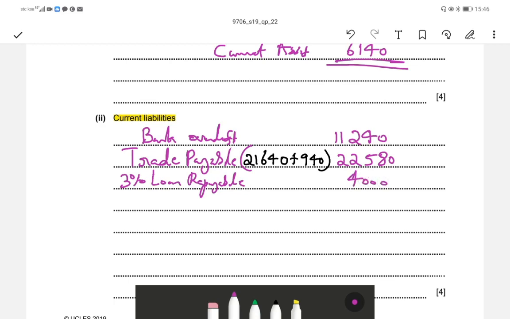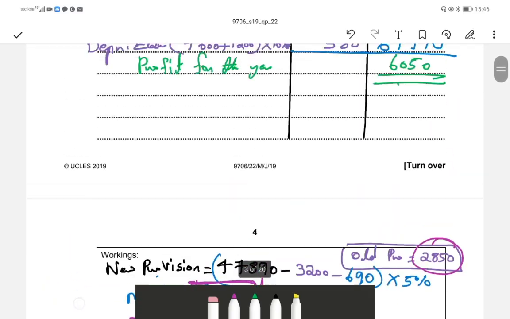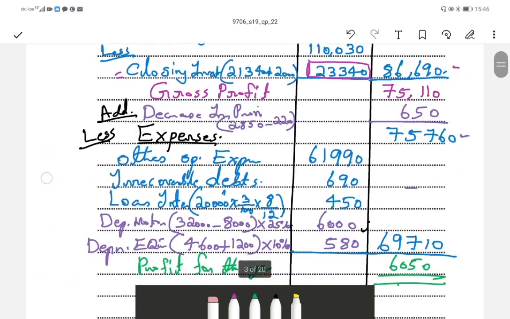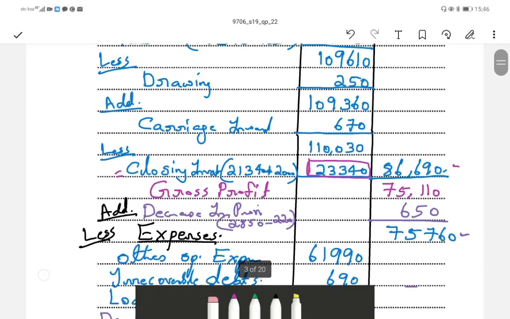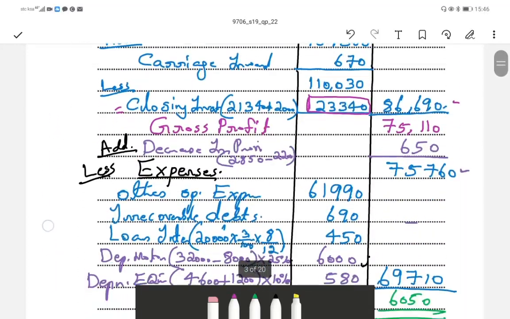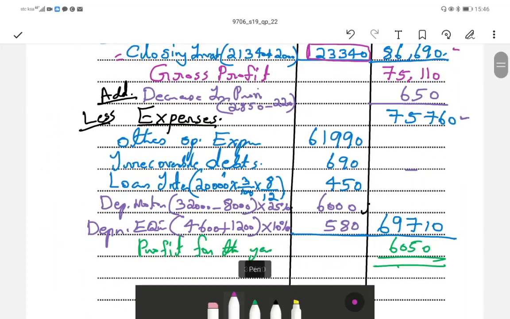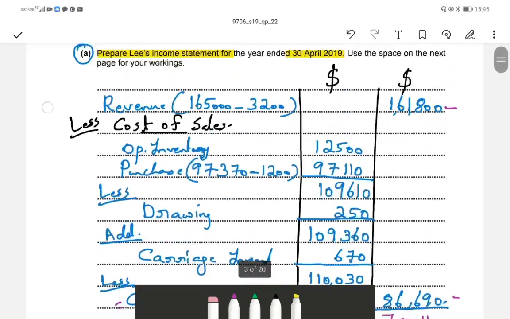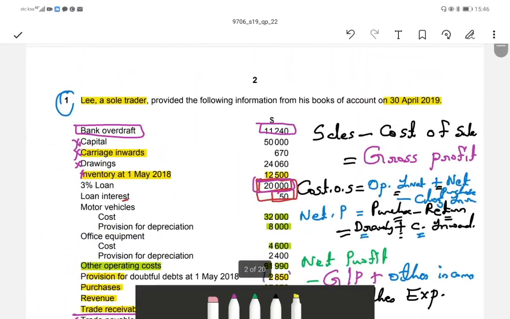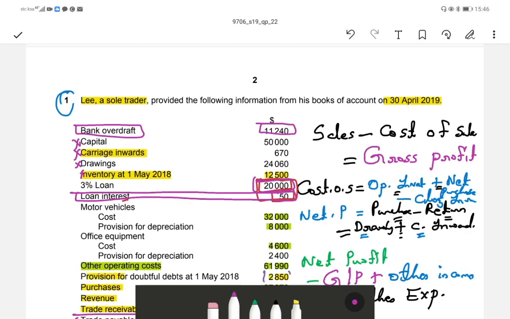4,000. Children, are you clear? Next, the loan interest. We have already done the loan interest in the income statement. In the income statement, we already calculated loan interest of 450. But did they pay 450? No. They have paid only 50.